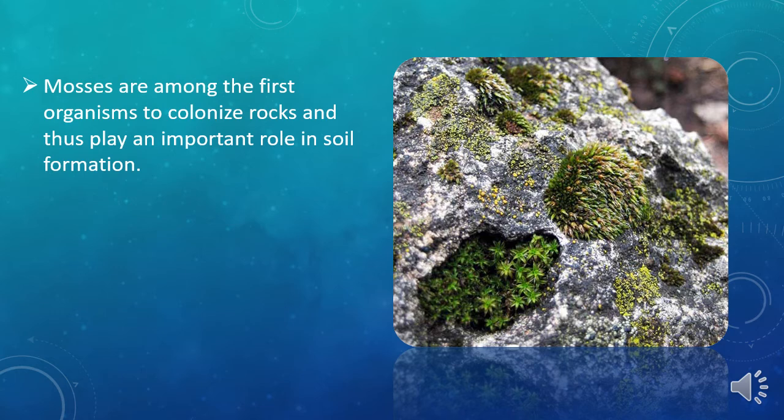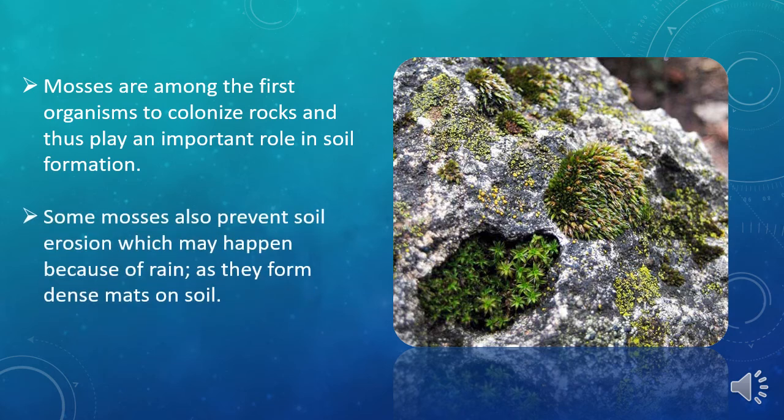Mosses are among the first organisms to colonize rocks and thus play an important role in soil formation, as they produce some chemicals which erode the rocks. It helps in the formation of soil. Some mosses also prevent soil erosion which may happen because of rain, as they form dense mats on soils. During rain, the top soil may be eroded. Mosses form a compact covering over the soil, so it prevents soil erosion during rain.